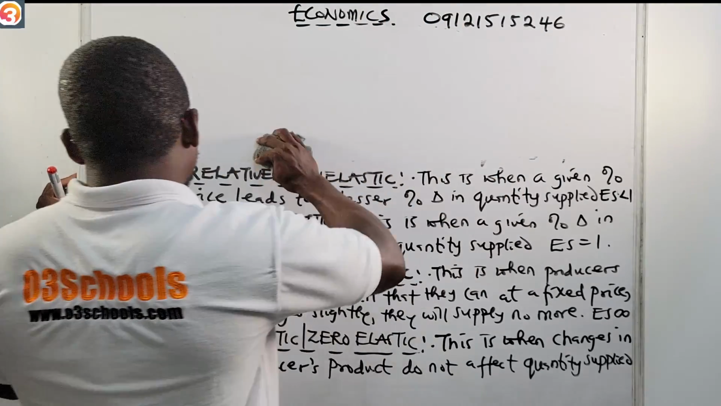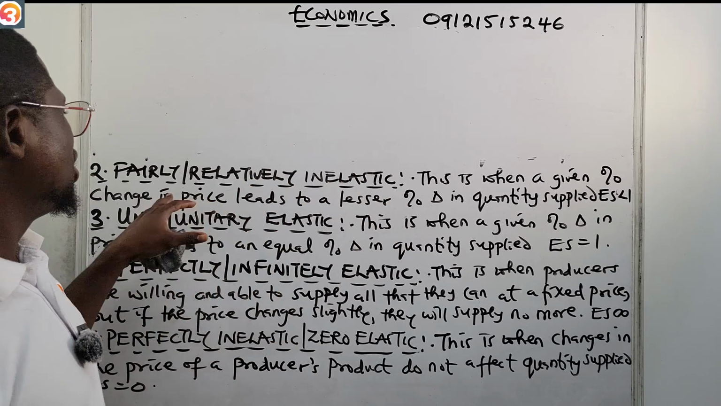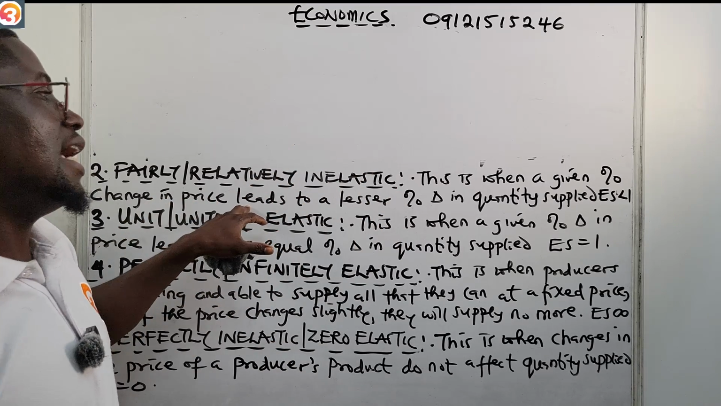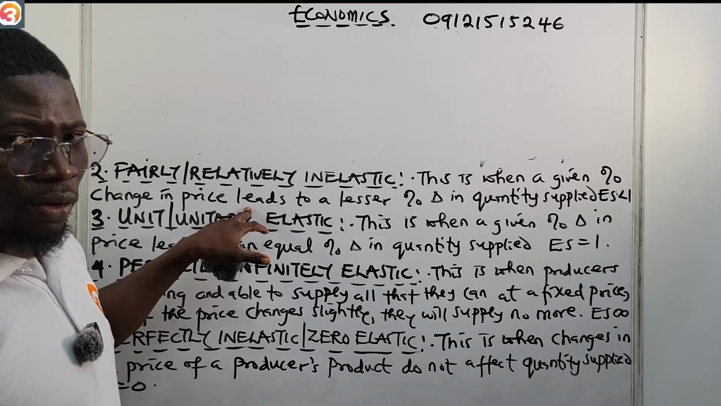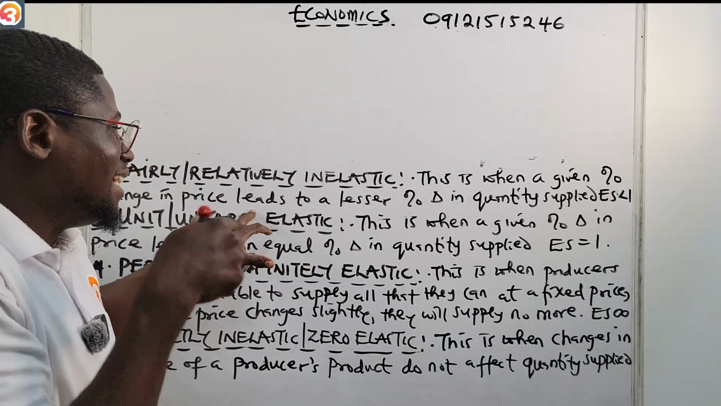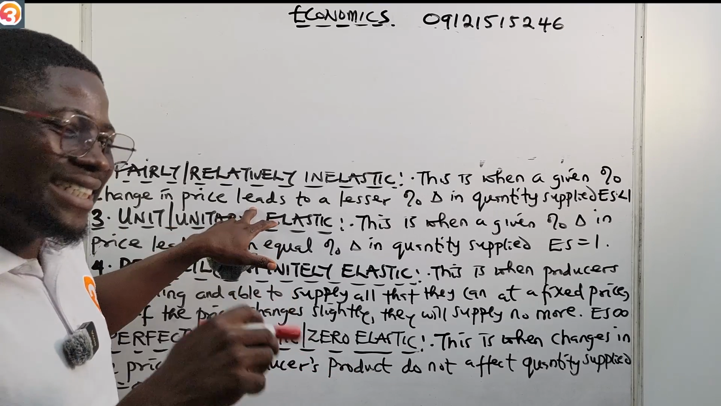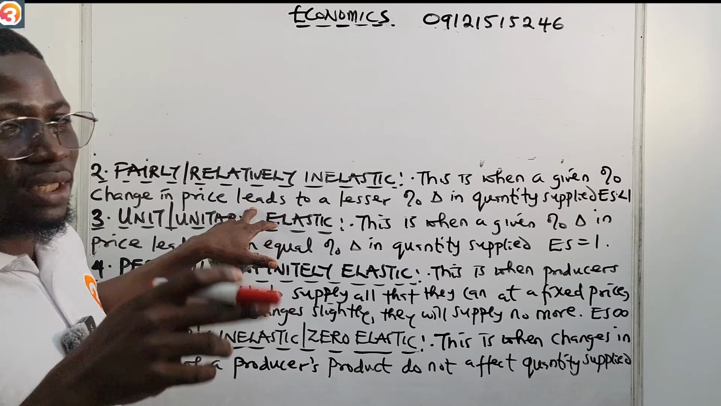Okay, so now let us go. Fairly or relatively inelastic supply. We said this is when a given percentage change in price leads to a lesser percentage change in quantity supplied. What I was saying here is that the percentage change in quantity supplied is lesser than the percentage change in price, meaning that the percentage change in price is greater than the percentage change in quantity supplied.